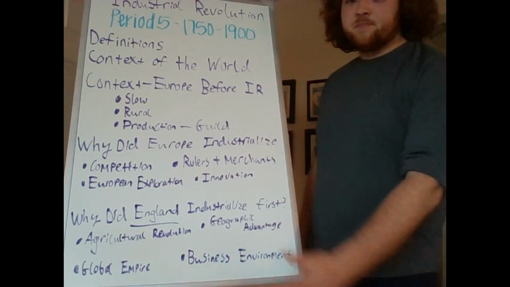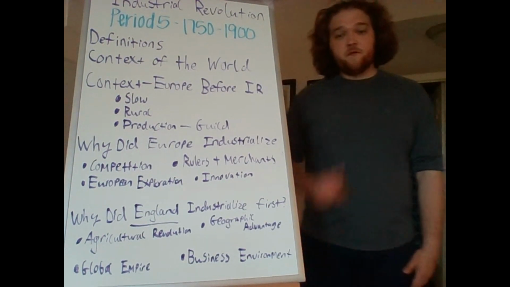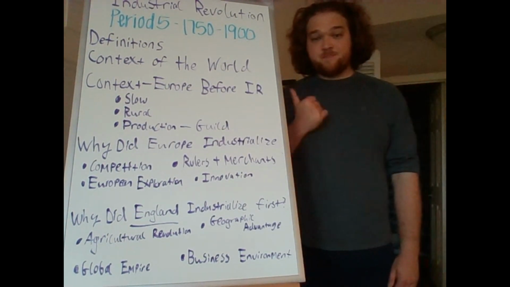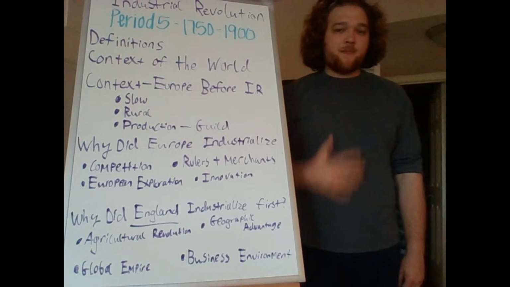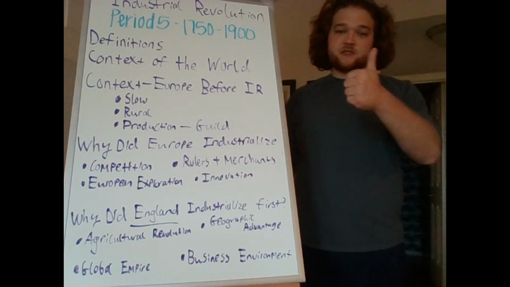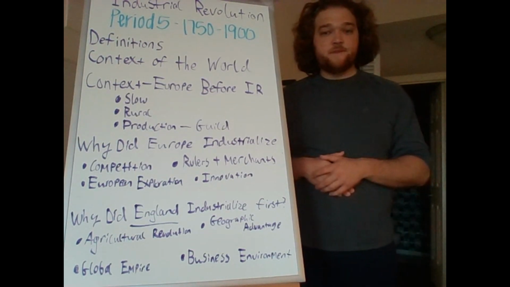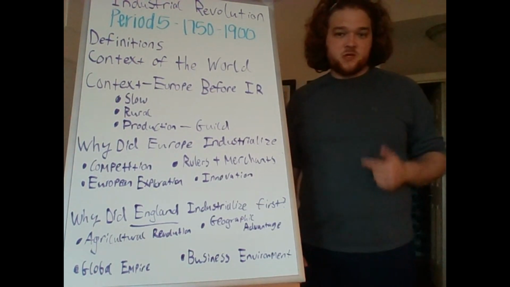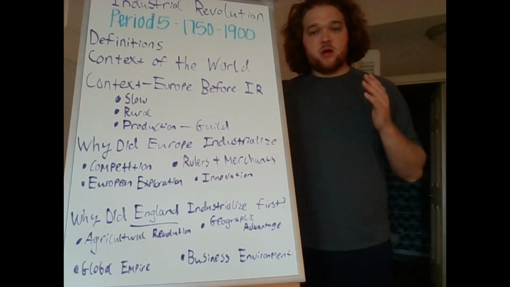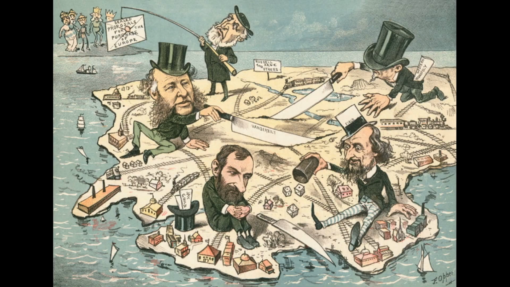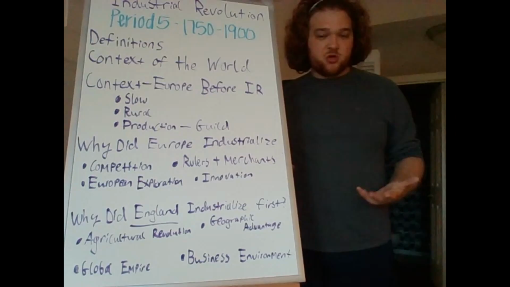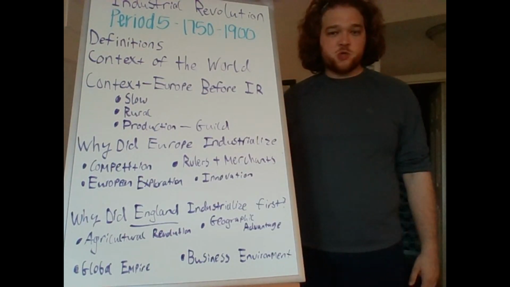Last but not least, England's business environment. England heavily favored businesses and innovators. What I mean by this is, one, England's lax religious laws meant a lot of people of different faiths lived in England, so there are a lot of people who can innovate. Two, they had very lax laws for business, so business owners could treat their workers really badly, which means that their goods could be a lot cheaper, competition-wise.